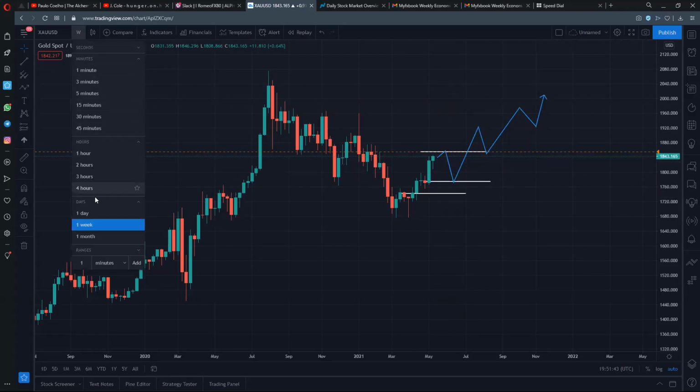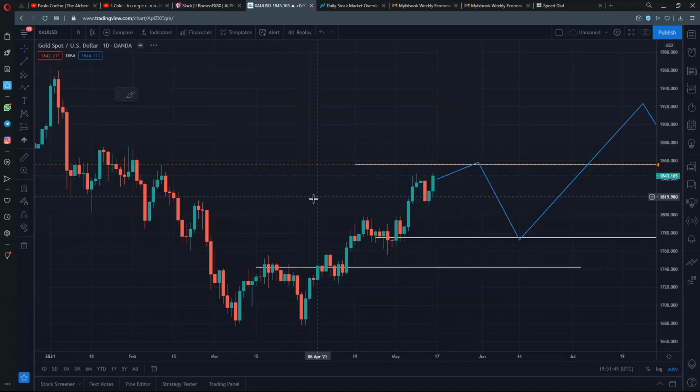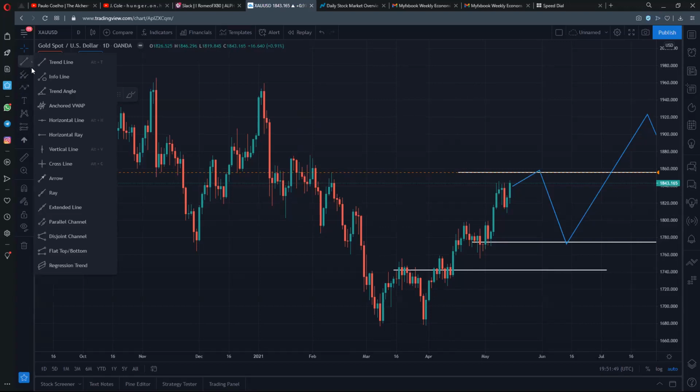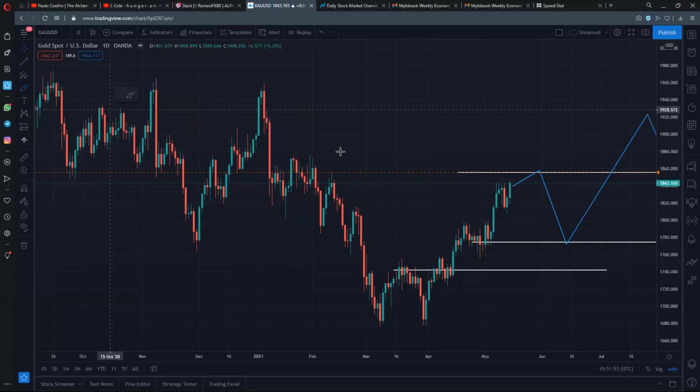That's on the weekly, but if you go down to maybe the daily or the 4 hour, you'll notice that we are still seeing so many people sell from this area here. So many people are trying to sell this because they're seeing it as a double top.